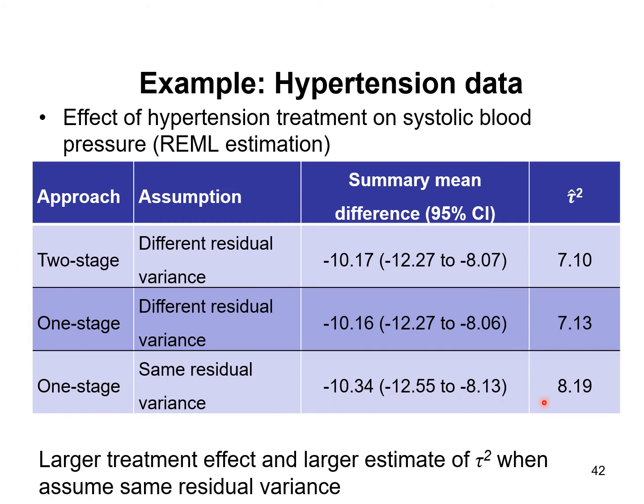So the difference here is not because you're using a 1-stage method, it's because you're changing your assumption that the residual variance is now assumed to be the same in every single trial.